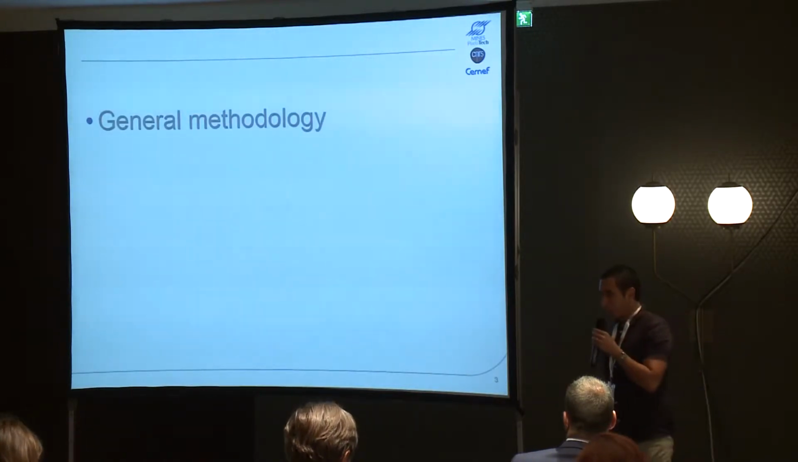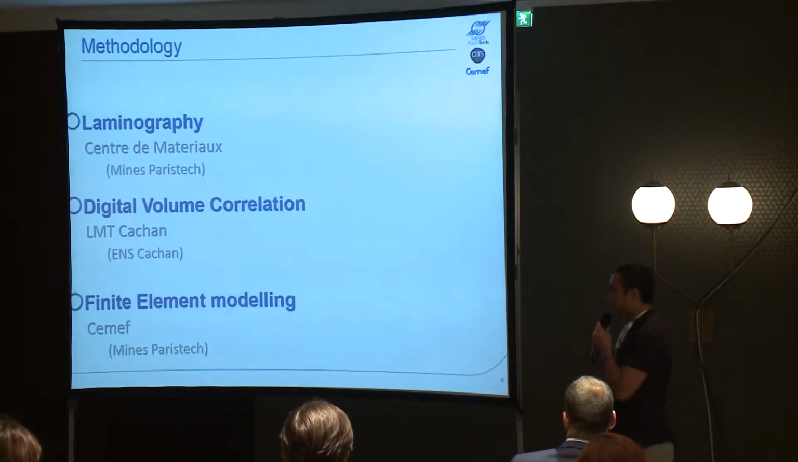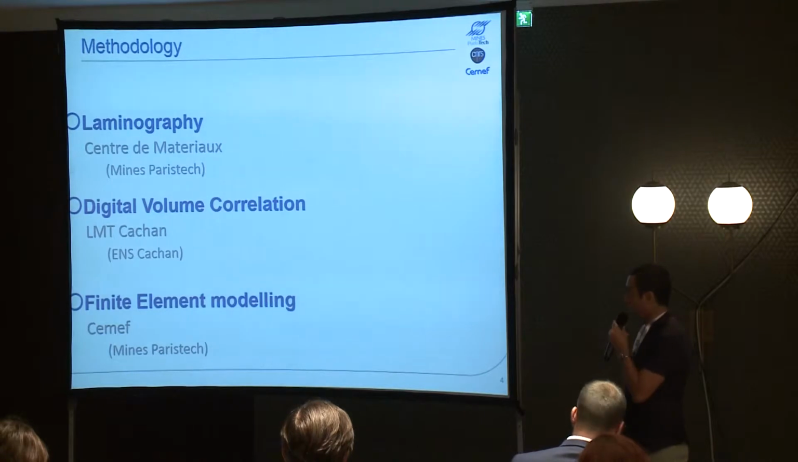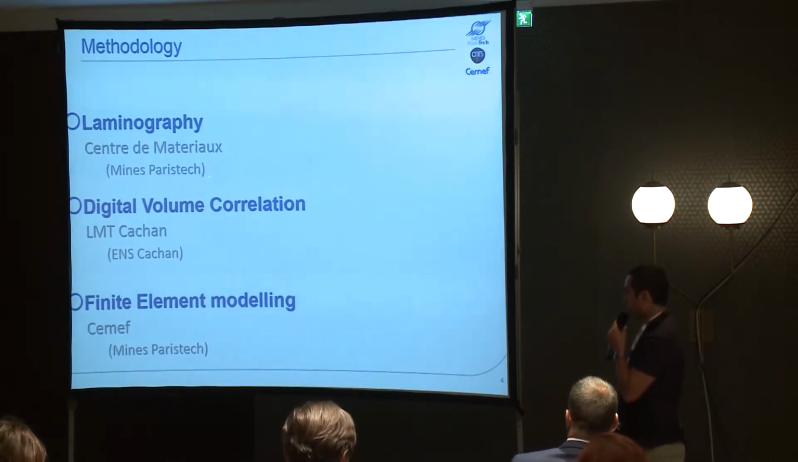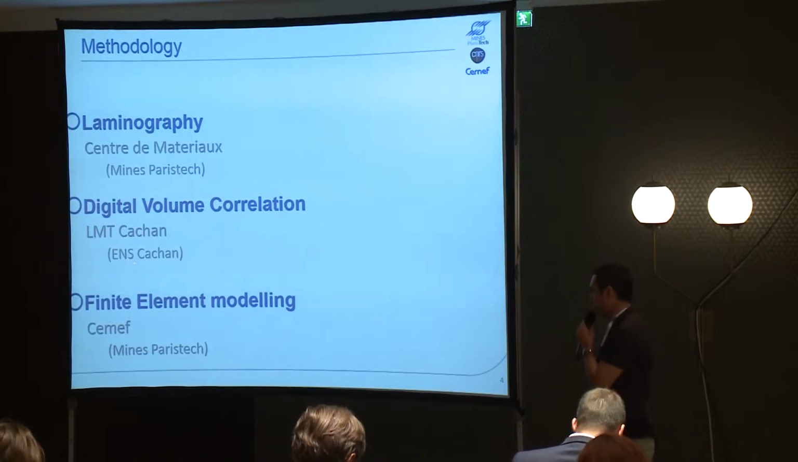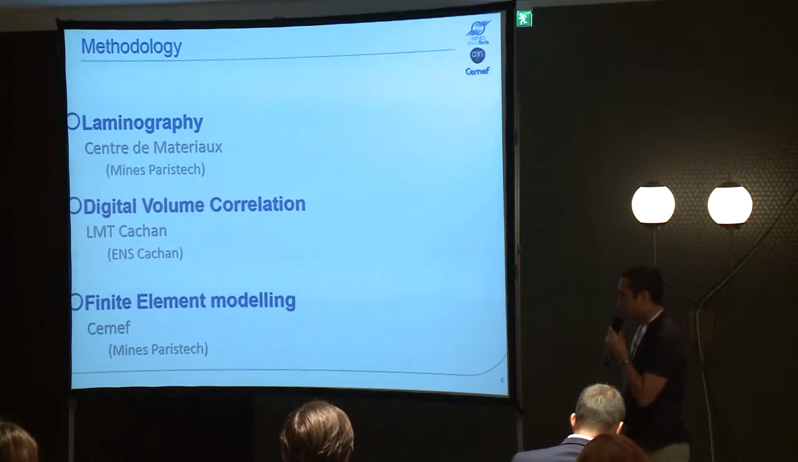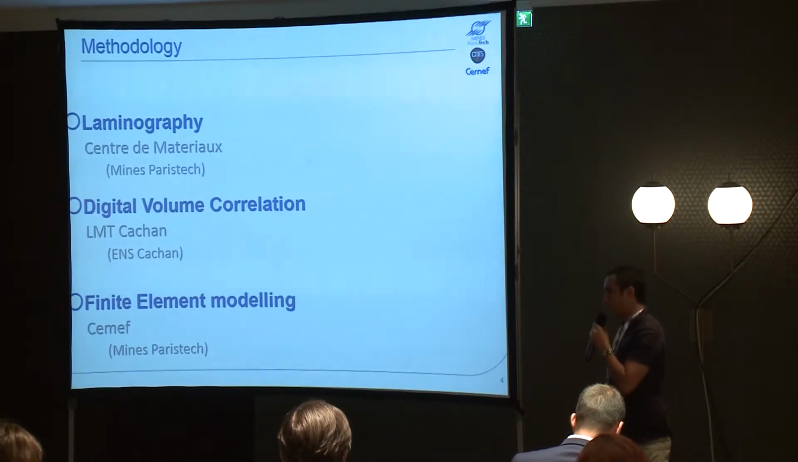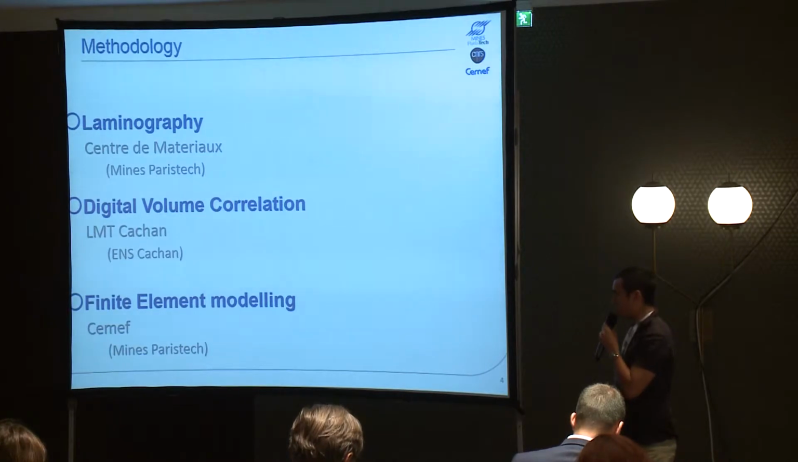First, I will present the general methodology of the project. This project is a collaboration between three different laboratories: the Material Center from Paris, the LMT Cachan from the ENS Cachan, and the Center for Material Forming, again from Paris. The methodology is a combination of three different techniques: laminography, digital volume correlation or DVC, and finite element modeling.